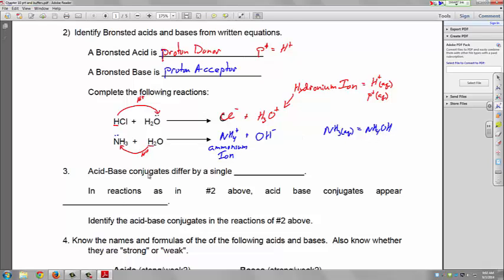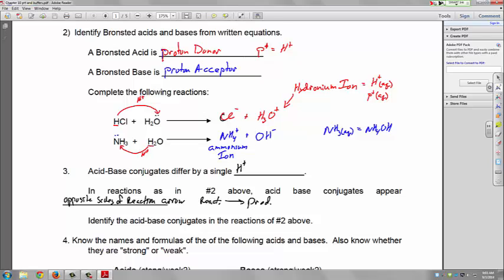All right. So then they start talking about acid-base conjugates here. The thing about acid-base conjugates is they differ by a single hydrogen ion. In the reactions up above in number 2, acid-base conjugates appear on opposite sides of this reaction arrow. So one's a reactant, one's a product. I'll just say opposite sides of the reaction arrow. We have reactants on one side, products on the other.